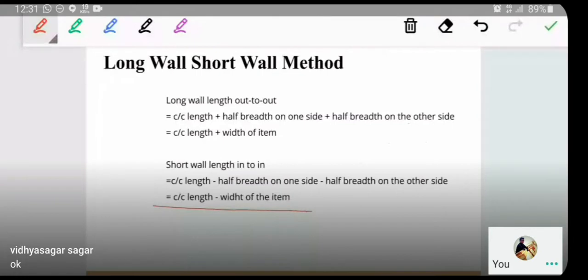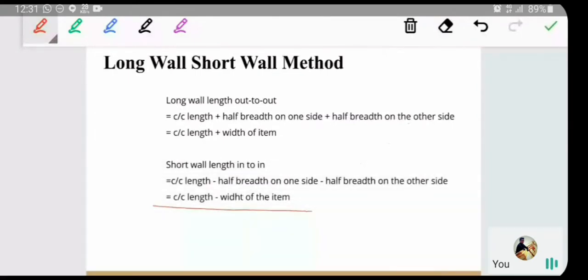Long wall length out to out will be the center to center line distance plus half width of the item on the one side and half width on the other side. So both halves will be the same, and that will be the width of the item. So in case of the long wall, we are going to add the width of the item. In case of the short wall, we are going to subtract the width of the item. Remember why we add and subtract. Many people only know the formula: if asked what the long wall formula is, center to center line distance plus width of the item. But you have to know the concept behind that addition and subtraction, why we add here and why we deduct there.